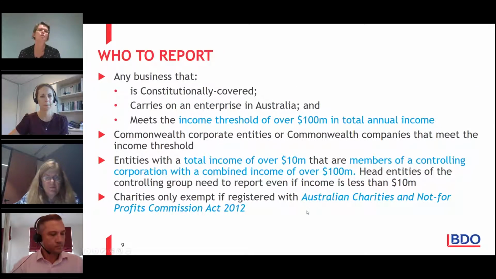So who has to report? Any business that's constitutionally covered, and constitutionally covered is under section 51XX of the Constitution. You'll be able to find some more information on that. But basically it's any enterprise that's carrying on a business in Australia and they meet the income threshold of over $100 million in total annual income. And that's linked with your tax return also. So they'll be able to access that information from your total income and your tax return.